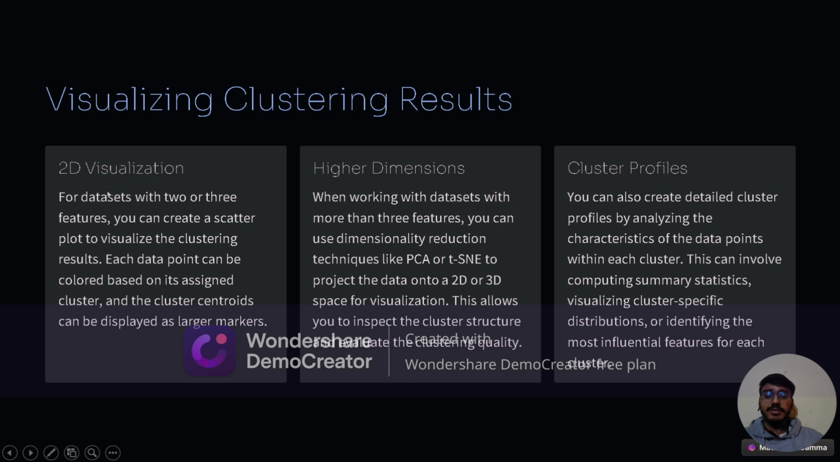Visualizing clustering results. 2D visualization, higher dimension, and cluster profiles. In 2D visualization, for datasets with 2 or 3 features, you can create a scatter plot to visualize the clustering results. Each data point can be colored based on its assigned cluster, and the cluster centroids can be displayed as larger markers. Higher dimension. When working with datasets with more than 3 features, you can use dimensionality reduction techniques like PCA or t-SNE to project the data onto 2D or 3D space for visualization.